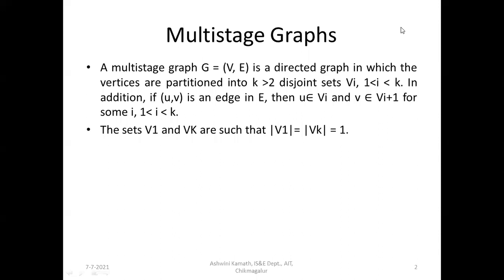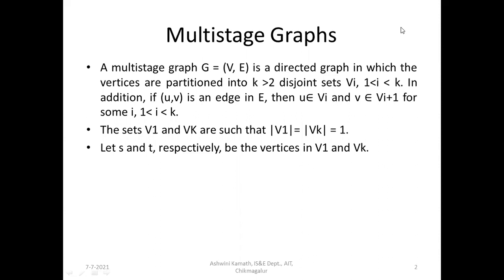The sets V1 and Vk are such that the number of vertices in V1 equals the number of vertices in Vk, equal to 1. V1 is the set of vertices from the first stage and Vk is the set of vertices from the last stage. The first and last stages each have only one vertex, and they are represented using S and T.